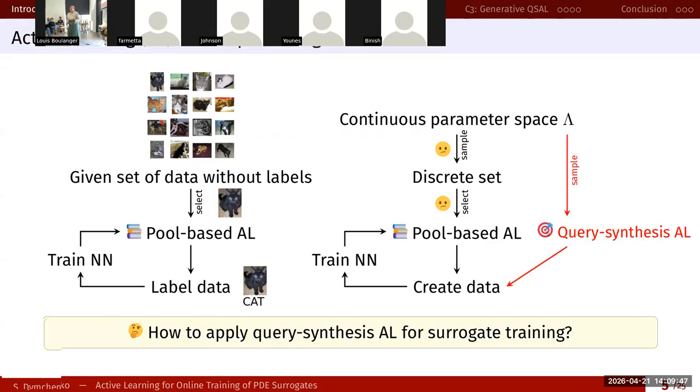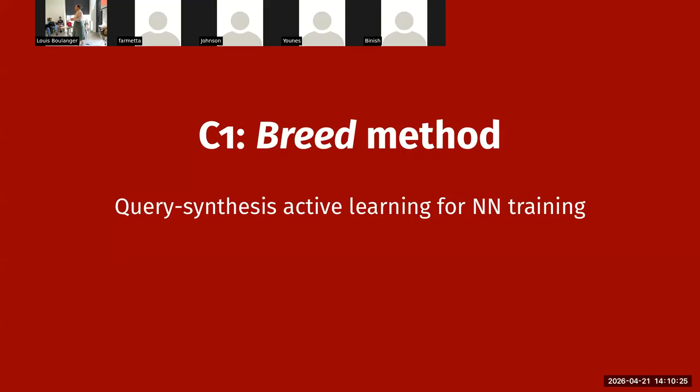There is another family of active learning methods called query synthesis active learning. In this case, you don't have a pool of data, you're synthesizing directly the data which needs to be either labeled or, in this case, created. It is not so well established in observational-based tasks because it's not so easy to synthesize a realistic image of a cat which would really come from the distribution of the data. In our case, however, we can do that. It fits very well. So how can we apply query synthesis active learning? This brings us to my first contribution method, BRID.